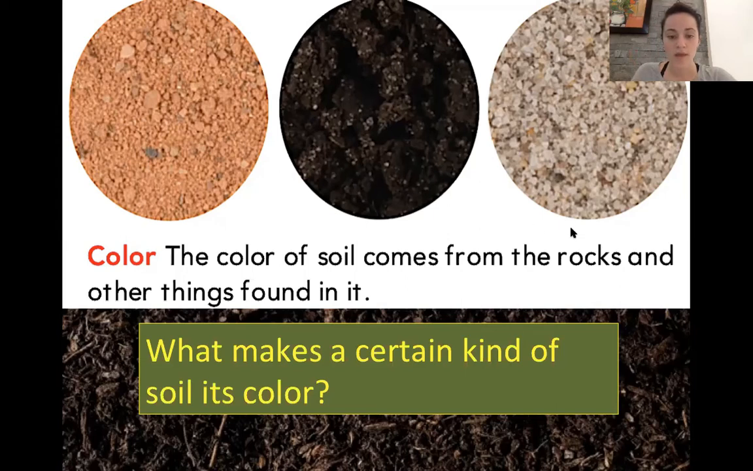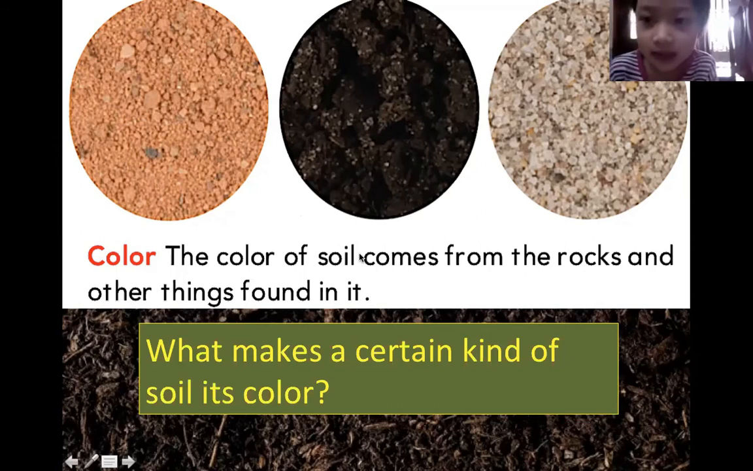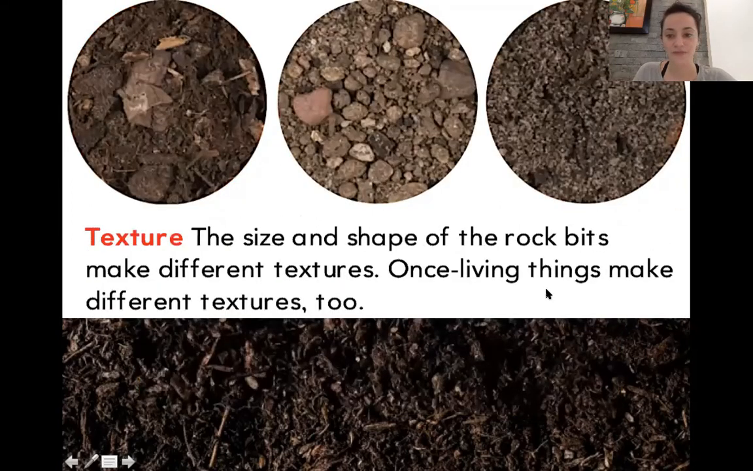Rosie, what makes a certain soil its color? What gives soil its color, Rosie? Animals and plants. Animals, plants, and rocks. Very good. The rocks and other things found in it.